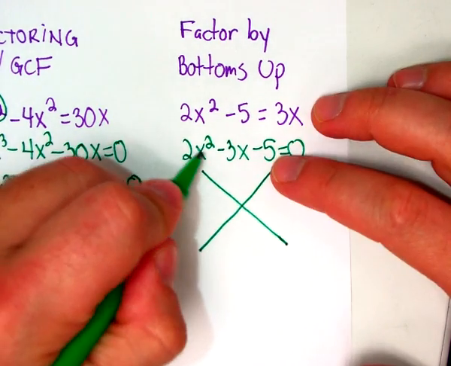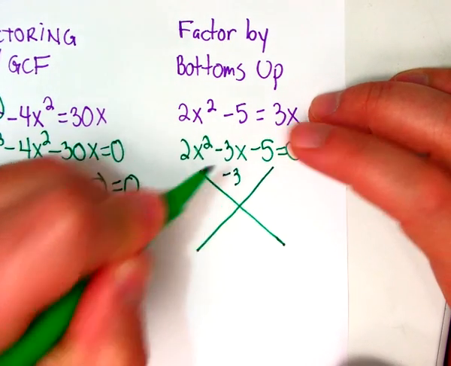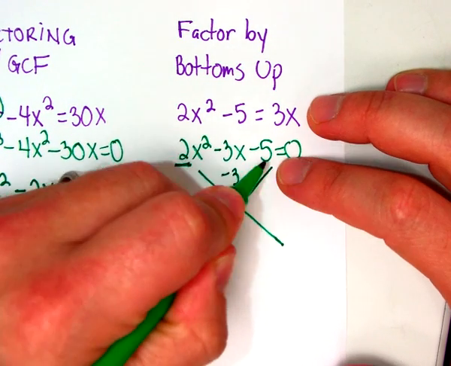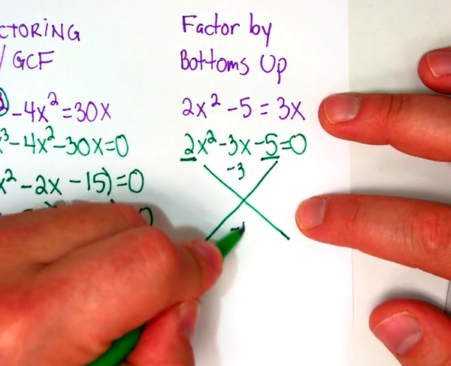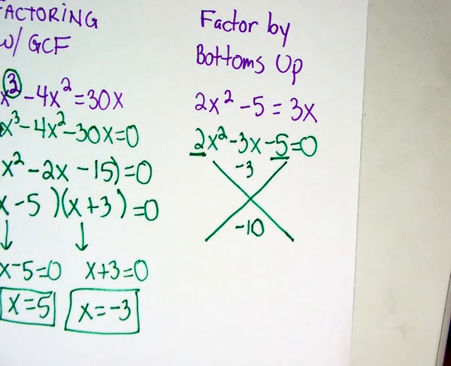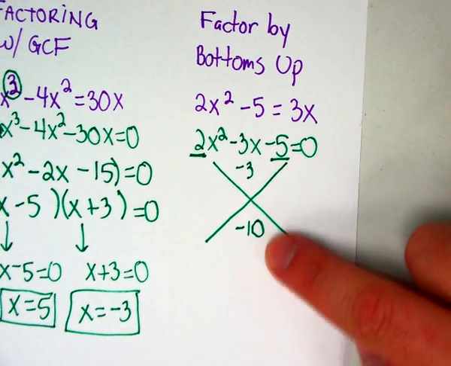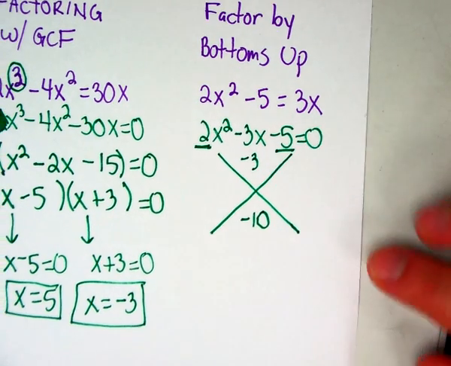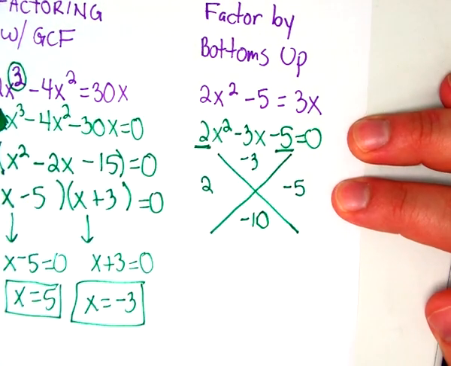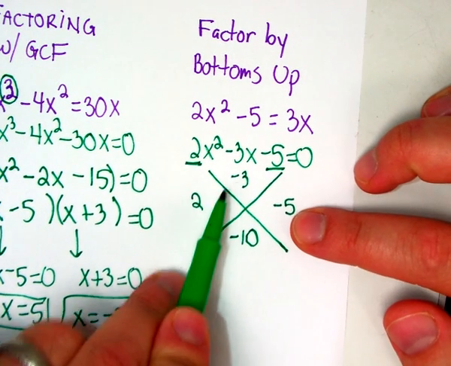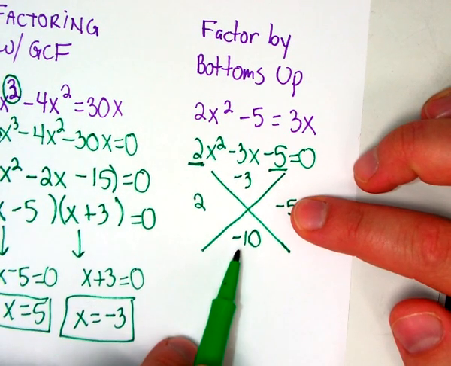Now for bottoms up, recall we're going to use a little chart to help us do this. We're going to take negative 3 and put it on the top. And we're going to take the a value and the c value and multiply them together. So 2 times negative 5 is equal to negative 10. So what we're going to look for are the factors of negative 10 that will add up to negative 3. Hopefully you guys are able to get that, and it's 2 and negative 5. 2 minus 5 is negative 3, and 2 times negative 5 is negative 10.